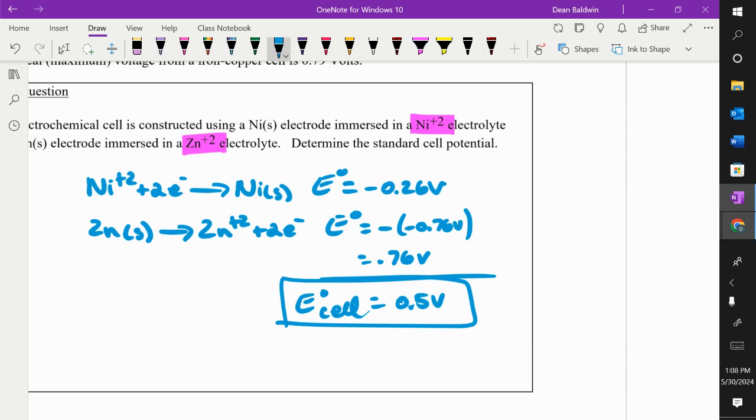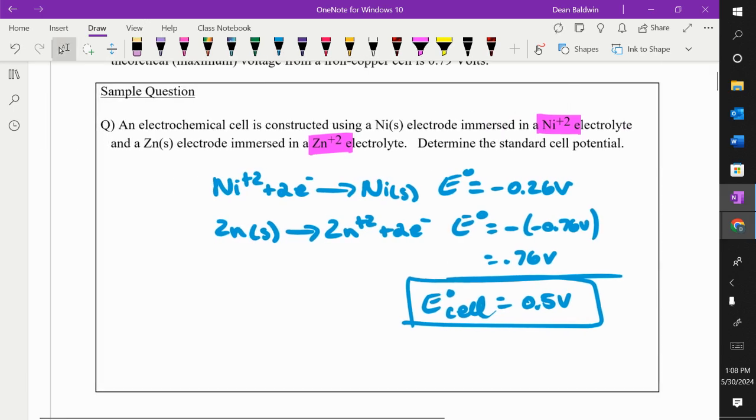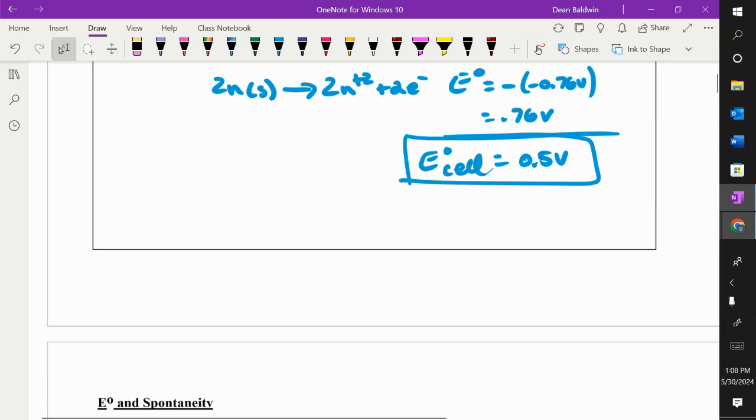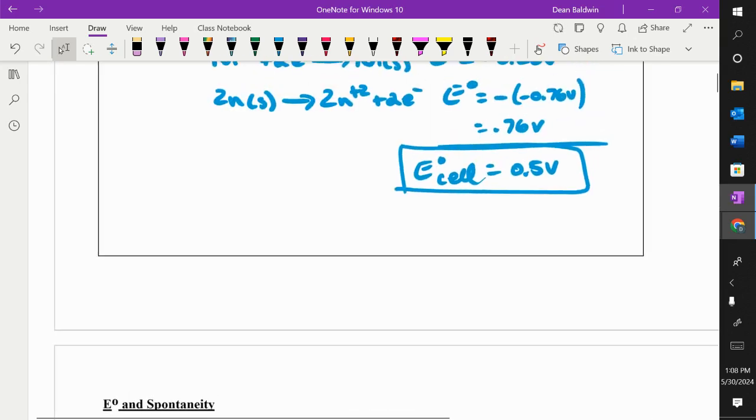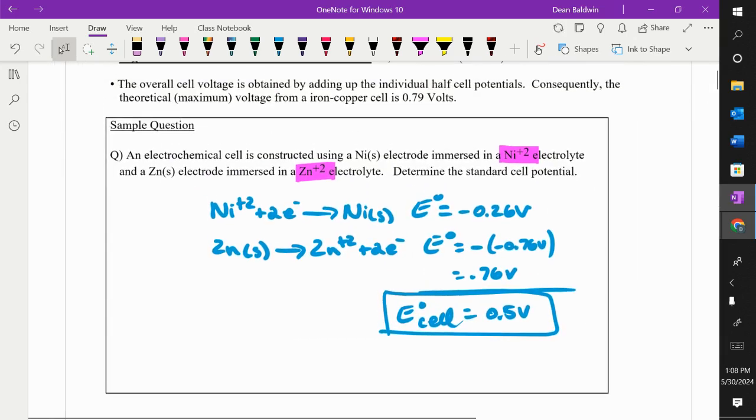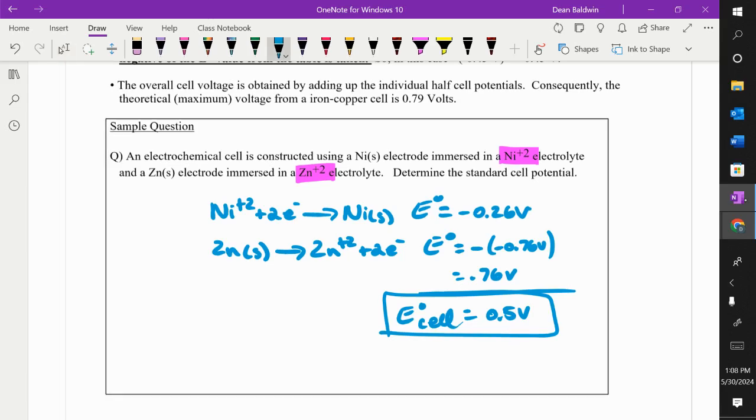Okay? Are we good with that? That's all we're doing. It's basically, if you have to flip the reaction to turn it into an oxidation, you just flip the sign of the voltage. All right, going once, going twice. Well, I think they're all going to be 2 sig figs. So that one should have been 0.50.